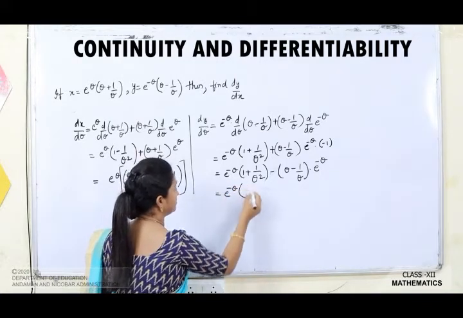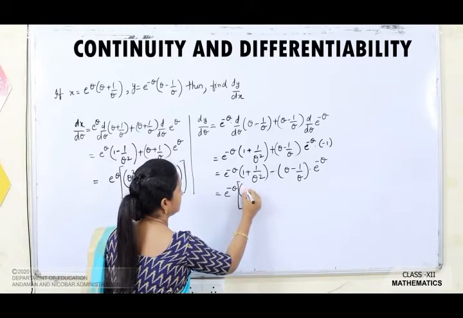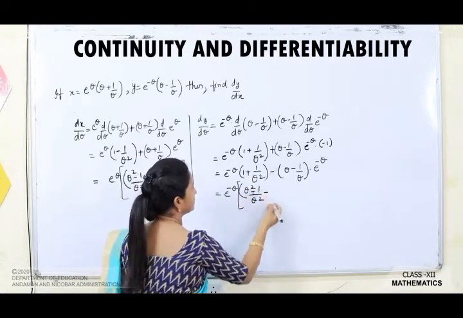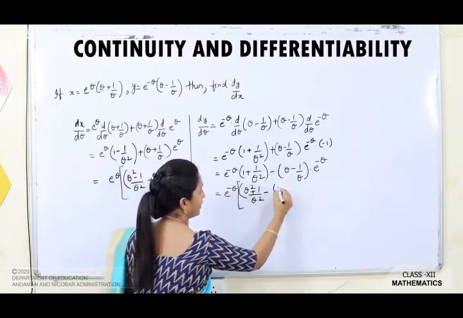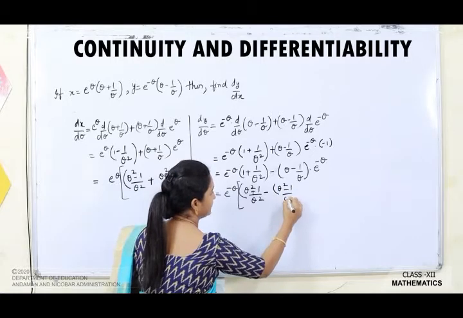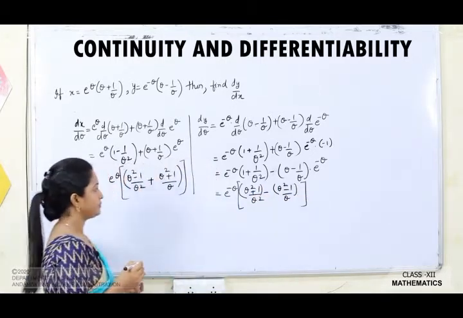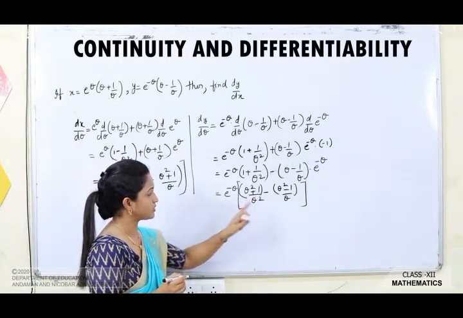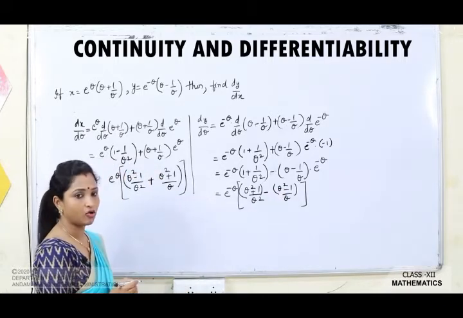If you take common and if you simplify, you get theta square plus 1 by theta square minus, put a bracket here because minus sign is there. So, here you are going to get theta square minus 1 by theta, close the bracket. Okay? E power minus theta, theta square plus 1 by theta square minus of theta square minus 1 by theta. You have taken e power minus theta common.